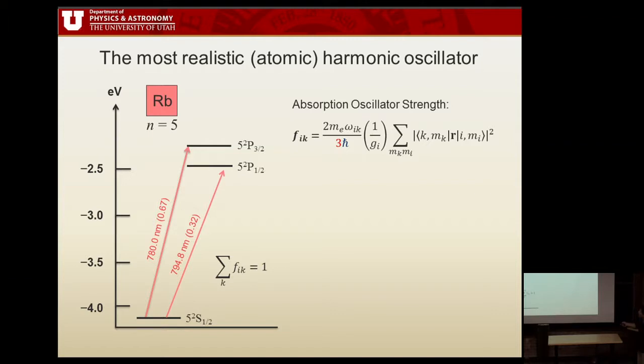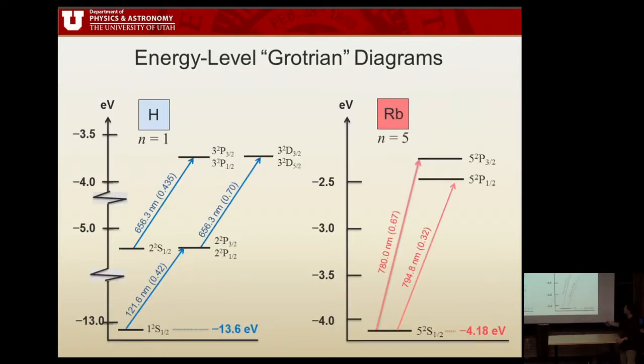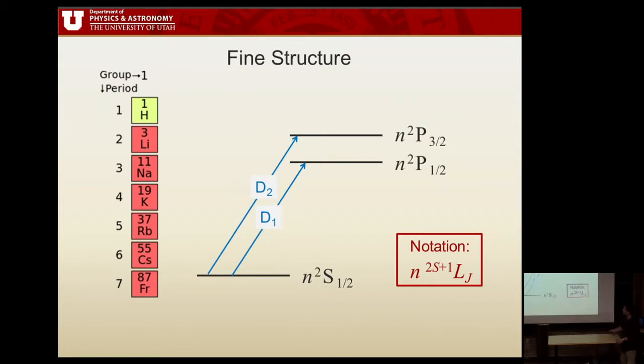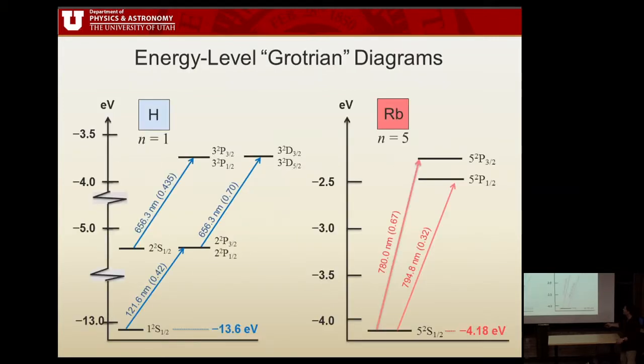And this ratio 2 to 1 simply reflects the ratio of the degeneracy of the 3/2 level to the 1/2 level. Okay? So compared to the degeneracy of the ground state. And so really, compared to hydrogen, which has oscillator strength all over the place in these transitions, and then the one that would be the canonical one, the S to P, it only has 0.42 combined for both of these transitions.